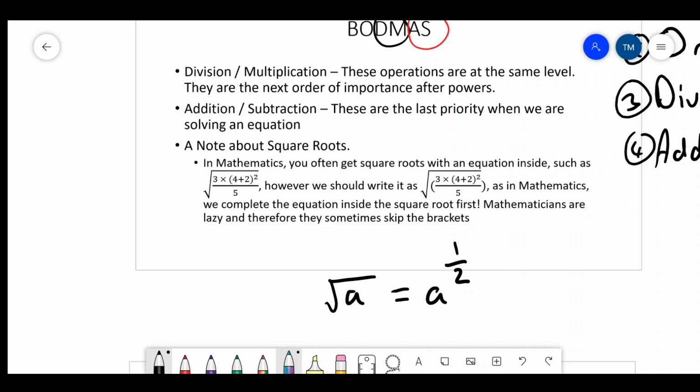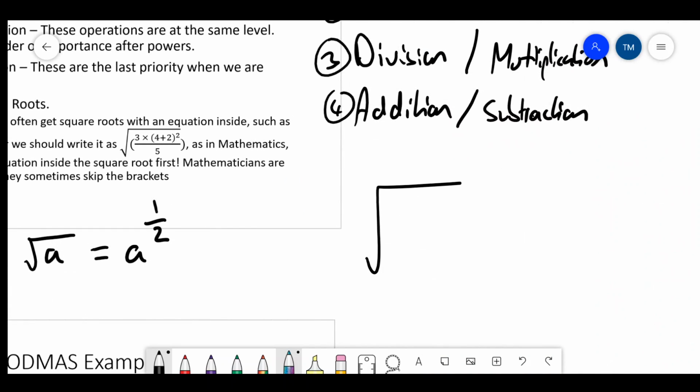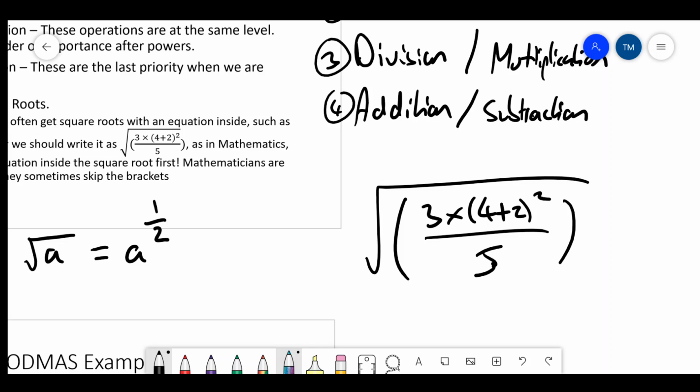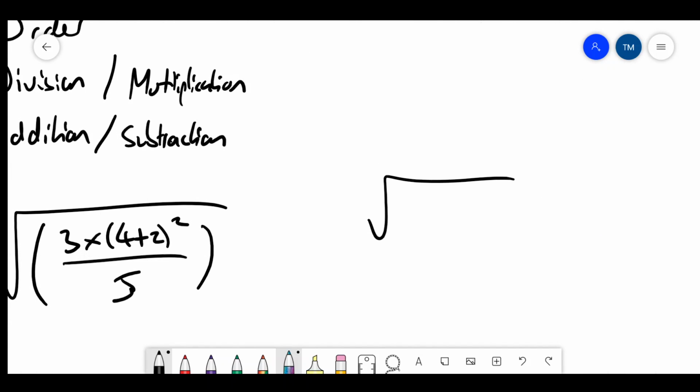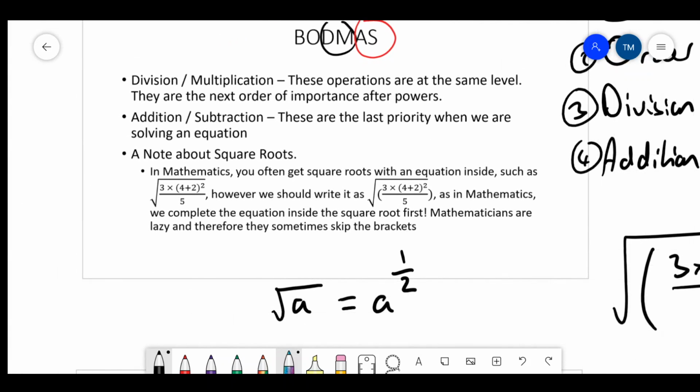What we should really write square roots as, particularly when we have an equation in them, is as follows, with a bracket around it. So we have the square root of bracket 3 times 4 plus 2 squared divided by 5. So whenever you see a square root with a function in it, even if you have the square root of x plus 2, you should have square root of bracket x plus 2. It's telling you must do the operation inside the bracket first and then do the square root. However, mathematicians are very lazy, so it's always known that we do the operation inside the square root before we do the square root.